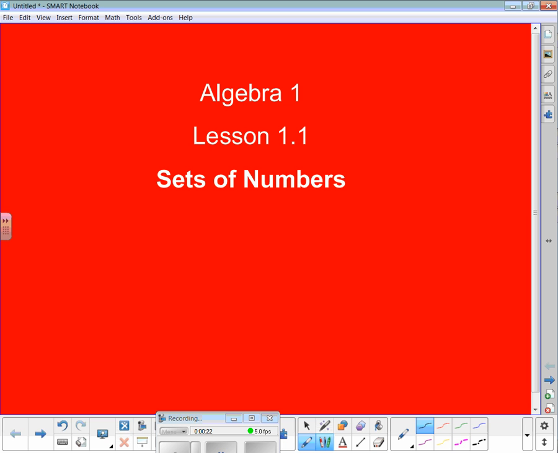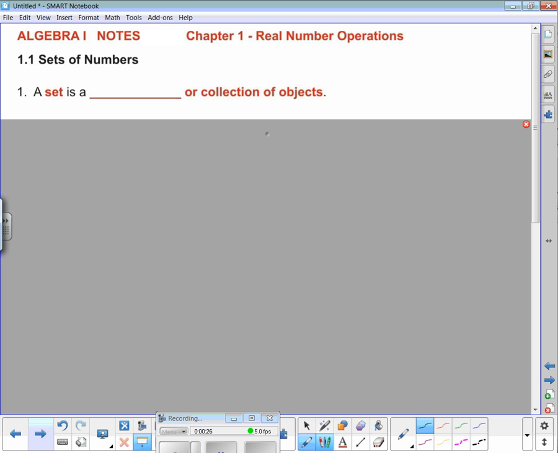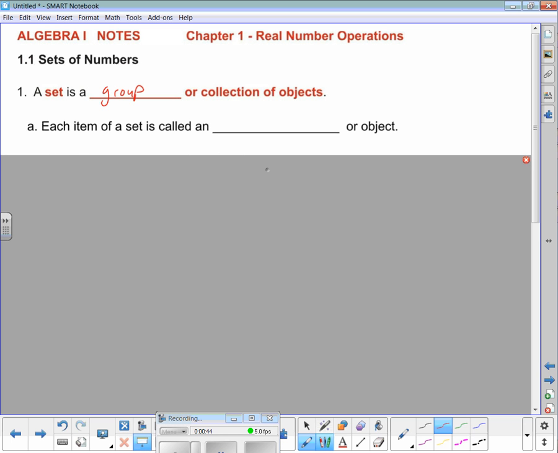All right, this is Algebra 1, Lesson 1.1, Sets of Numbers. So let's get rolling here. What is a set? A set is simply a group or collection of objects. It's a group of things. It's a collection of things. All right, a set. Not a big deal. We would have talked about this some last year in pre-algebra.